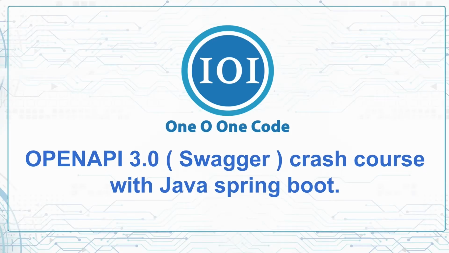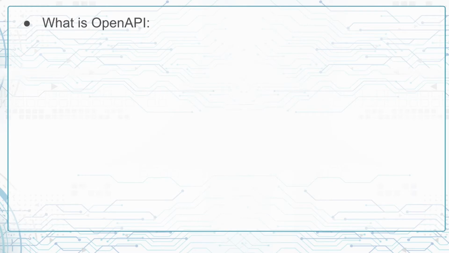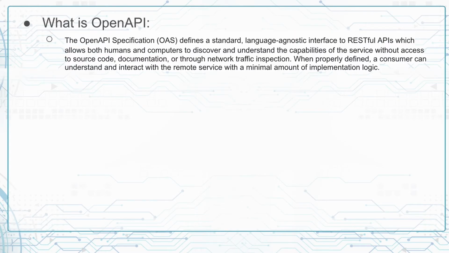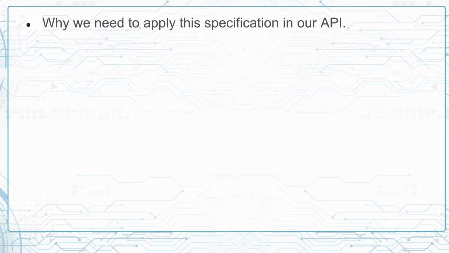So let's start with the OpenAPI Specification definition, or OAS. What is OAS? OAS defines a standard, language-agnostic interface to RESTful APIs, which allows both humans and computers to discover and understand the capabilities of the service without access to source code, or access to documentation, or through network traffic inspection. When properly defined, a consumer can understand and interact with the remote service with a minimal amount of implementation logic.